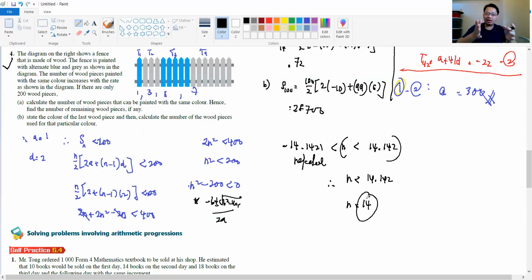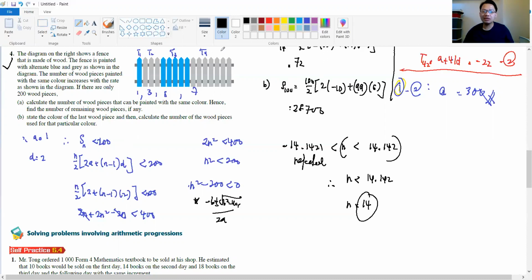The maximum term that can be used, the maximum wood that will be used to make this fence will be 14 terms. That means 14 terms means we start from here. The first term, second, third, fourth term, and so on until the 14th term.